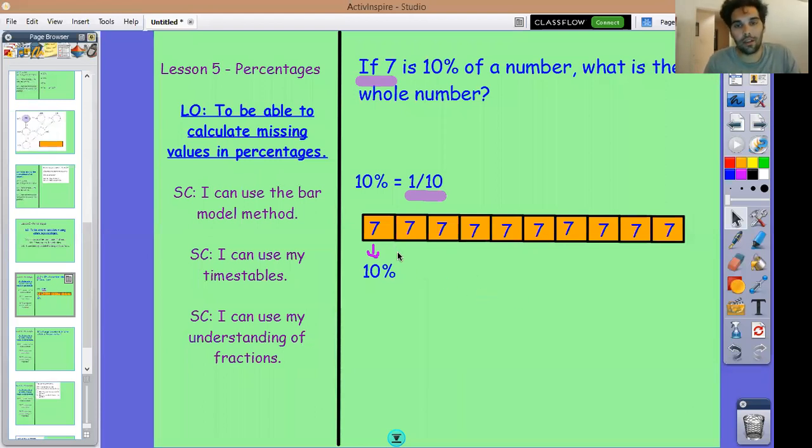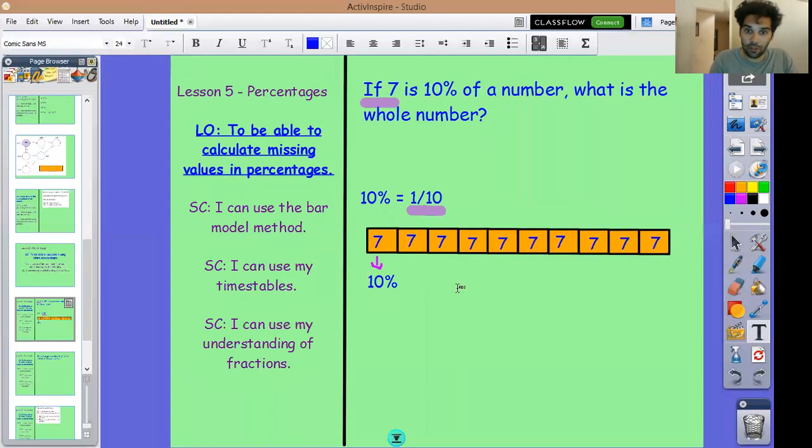So there's different ways I could do it. I know there's 10 boxes. I could do 7 add 7 add 7, lots of times, and so on until I've done 10 sevens. But as you just heard me say 10 sevens, I'm just going to do 10 times 7. So 10 times 7 would equal 70. So my whole number would equal 70.